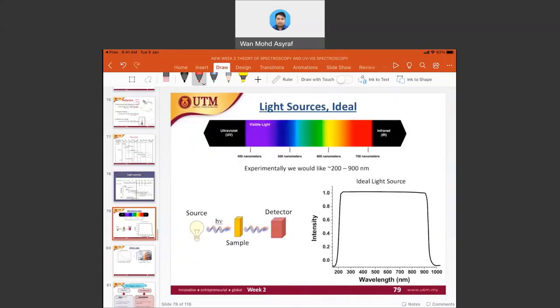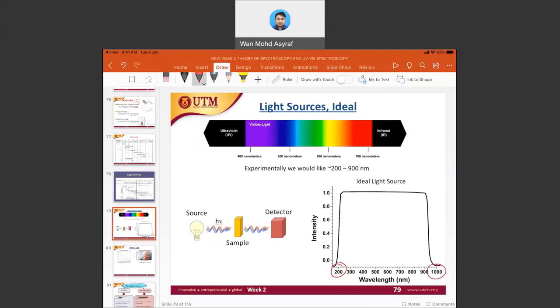All right, so the light sources, as I mentioned before, the ideal light source needs to be stable. In this case, it is stable from 200 nanometer to 1000 nanometer. Okay, it needs to be stable throughout. We cannot have an alternate thing. Okay, so basically the source will need to be stable for the electromagnetic radiation to be stable for your sample or your analytes to be excited, okay, to be absorbed.